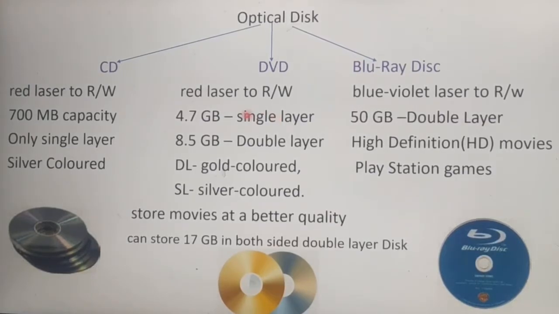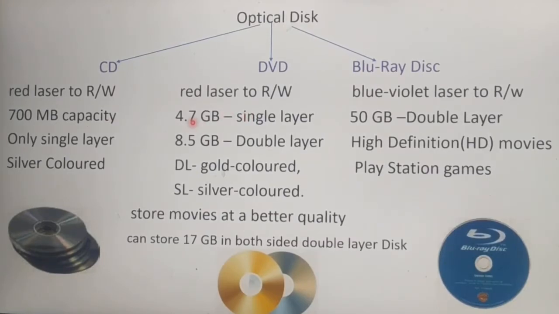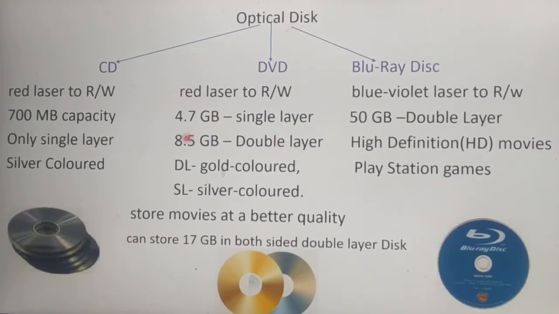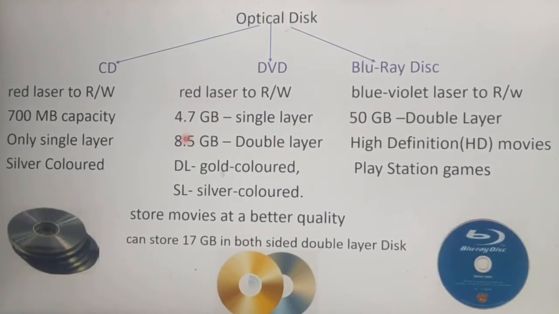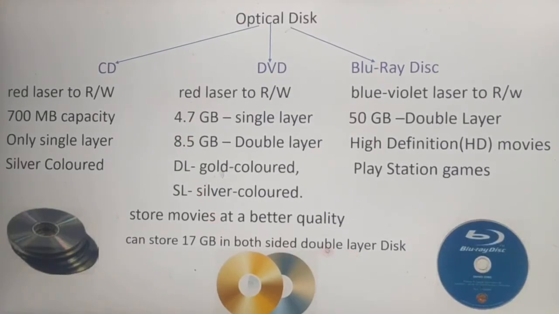In a single layer, single-sided disc, we can store 4.7 GB of data. In a single-sided double layer disc, we can store 8.5 GB of data. At the same time, in a double-sided double layer disc, we can store 17 GB of data.